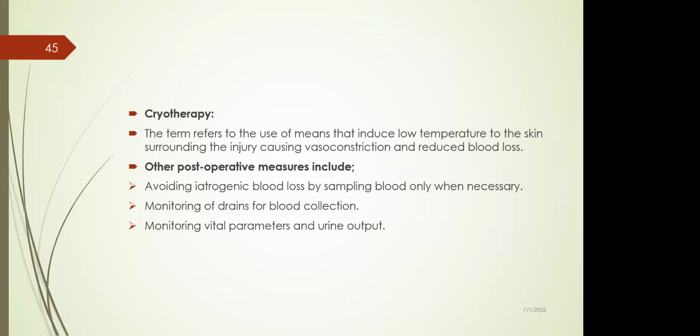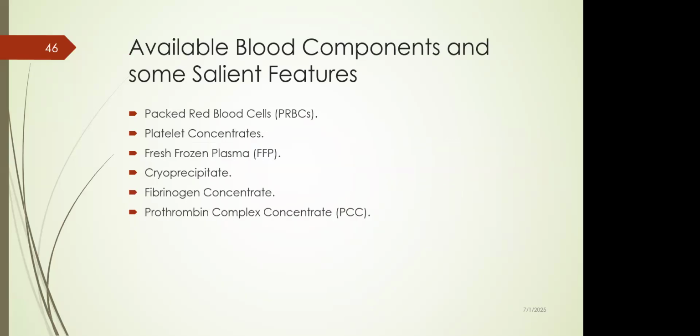Other methods could be avoiding iatrogenic blood loss by minimizing blood sampling and only doing it when necessary. And then monitoring drains. Where a patient comes from theater with drains, you monitor them regularly to see how active they are, and then if there's a need for transfusion. And then you monitor patients' vital signs, monitor the urine output in adults, aiming to achieve at least 30 to 50 mils per hour in the adult patient. Then for the younger patients, 1 mil per kg per hour.